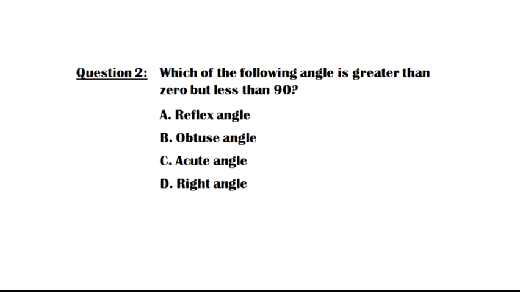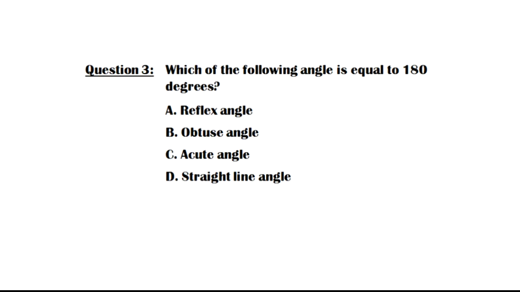Let's go to question 2. Which of the following angle is greater than 0, but less than 90? The angle greater than 0, but less than 90, is acute angle. The answer is option C. Let's answer the last question. Question 3. Which of the following angle is equal to 180 degrees? The angle that is equal to 180 is a straight line angle. So, the answer is option D.